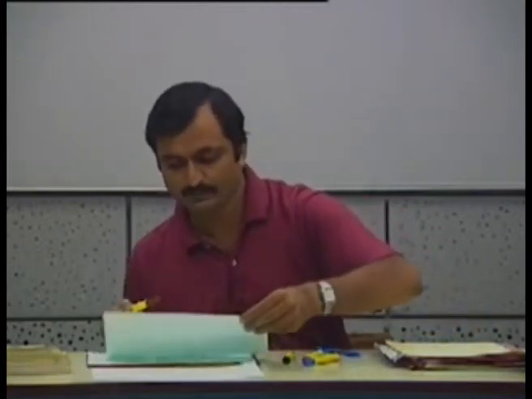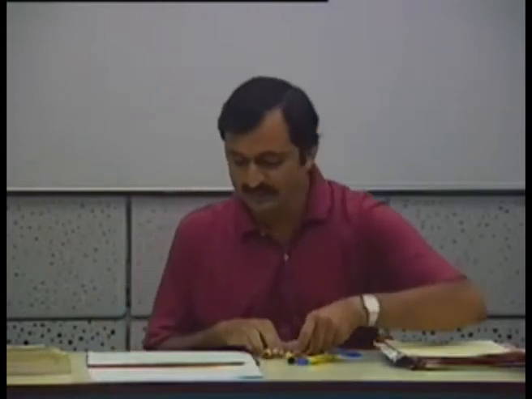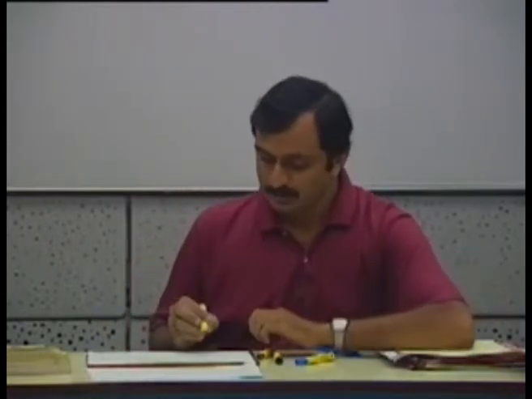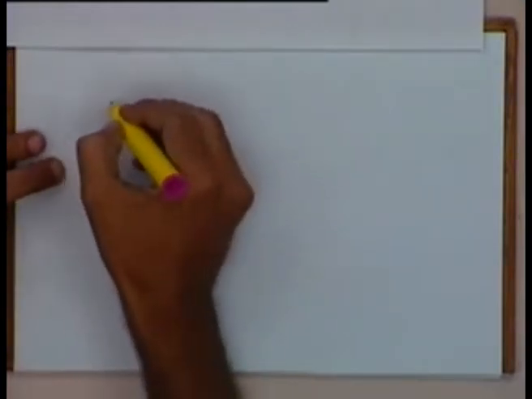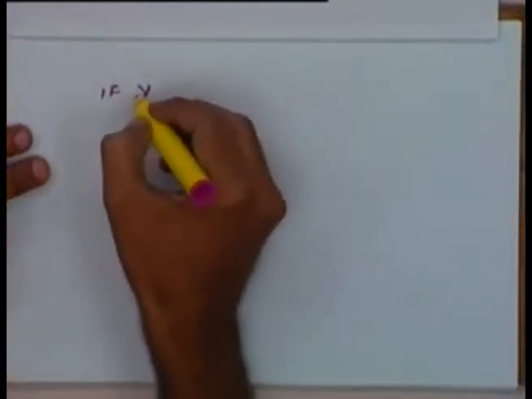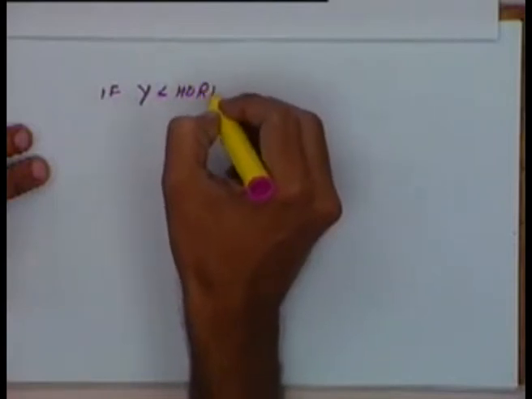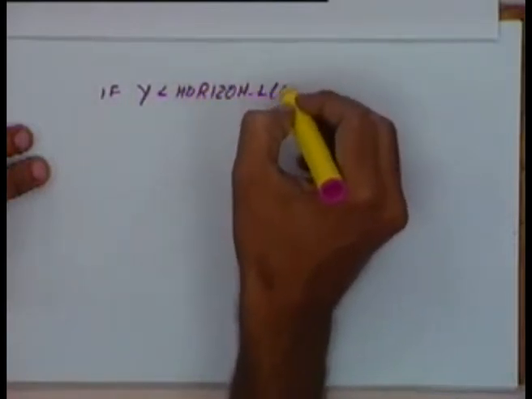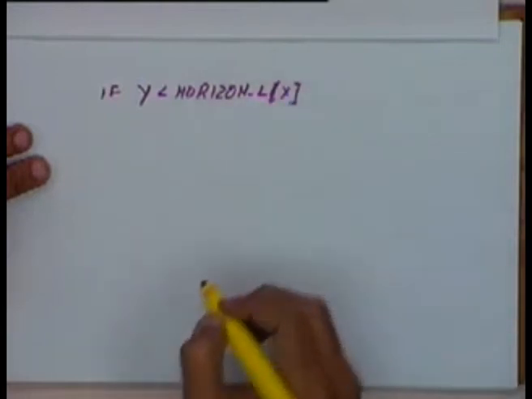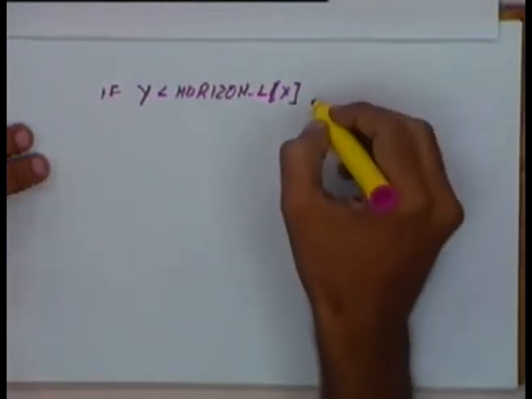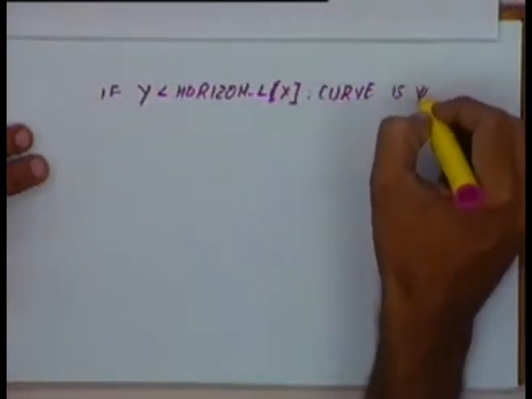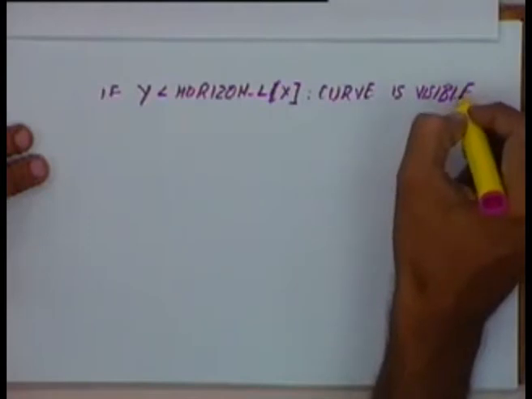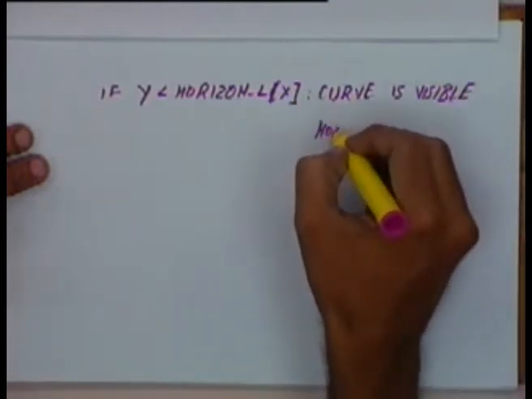And how do we take care of that? In this algorithm, we will change this step, and what we will do is, we will say if y is less than horizon lower of x, okay, then also the curve is visible, and we will update horizon lower.